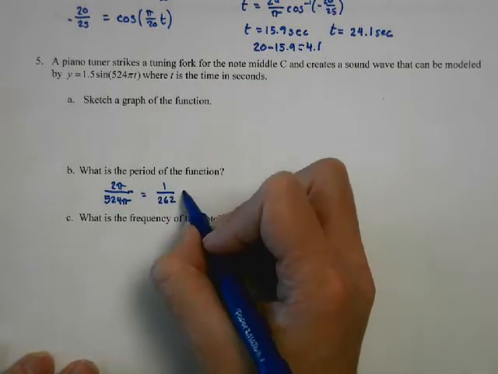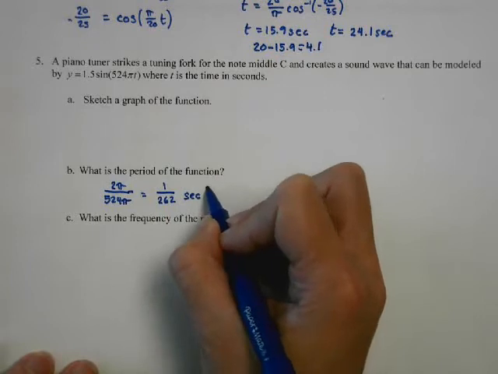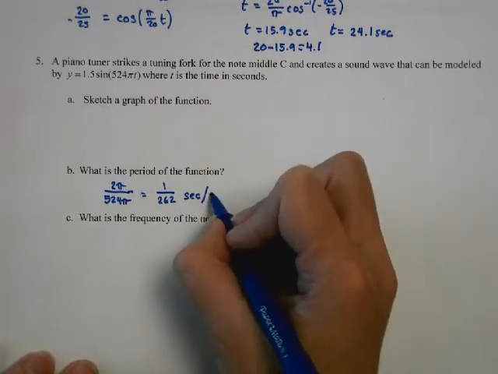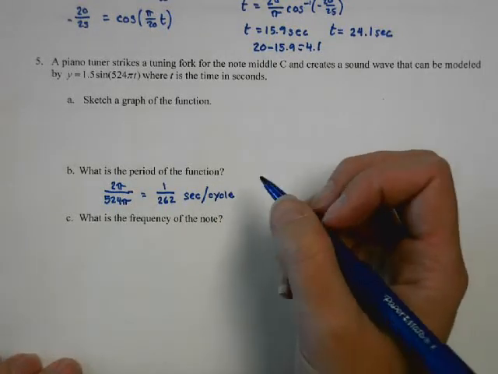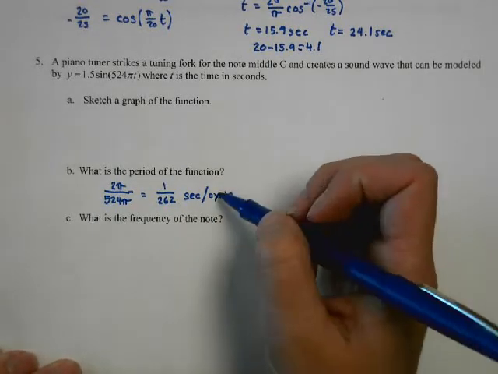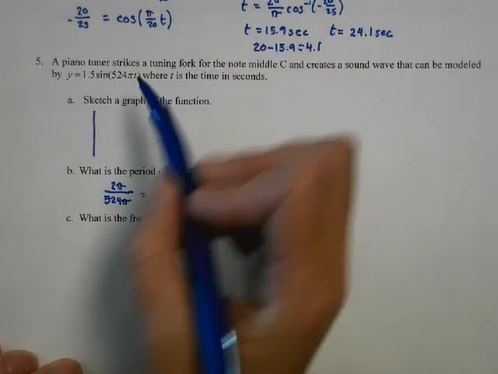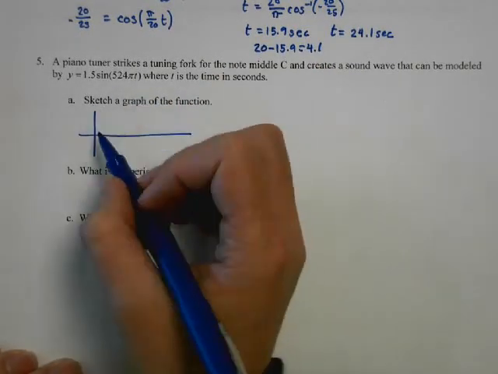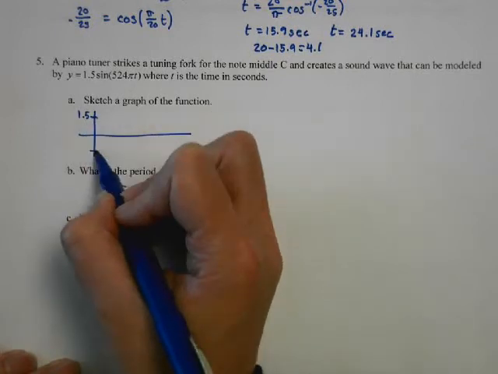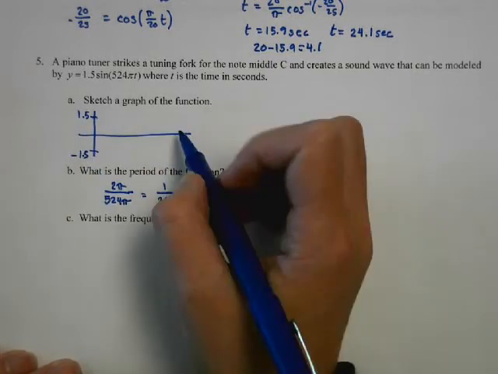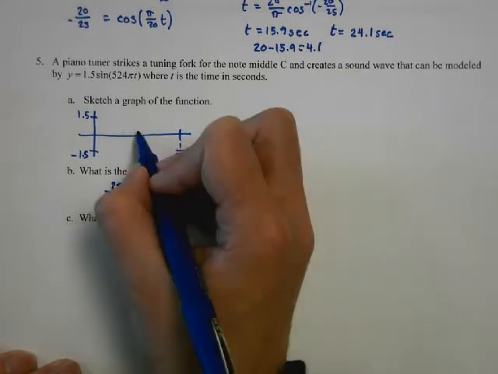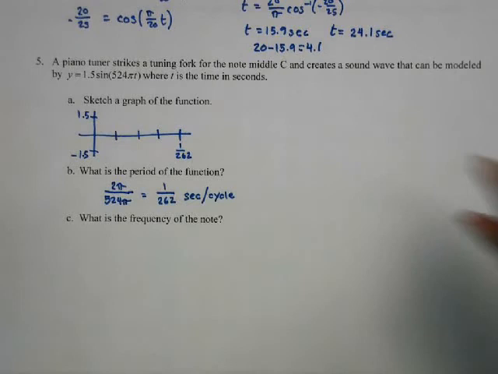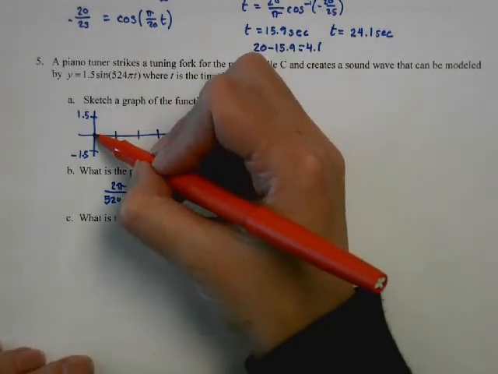So that's how many seconds it takes for one cycle. Okay, it takes 1/262nd of a second to cycle through. So for my graph, we have an amplitude of 1.5. This out here is going to be 1 over 262. Okay. And you can label those other ones if you want to. I'm just going to leave them. So we're going to start at the bottom because it's a sine.